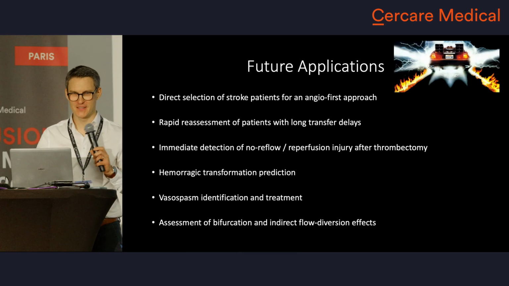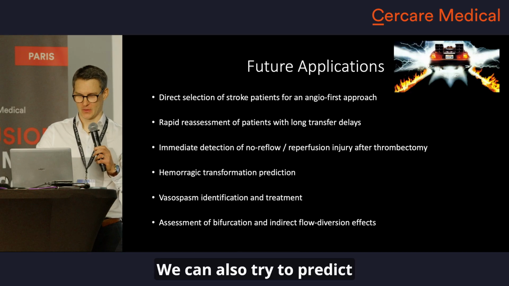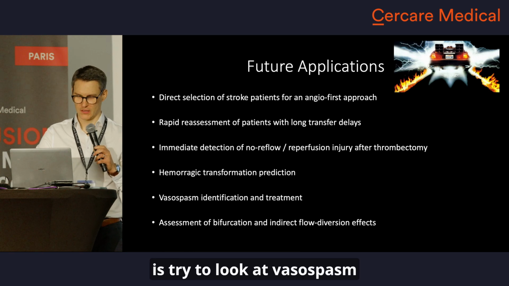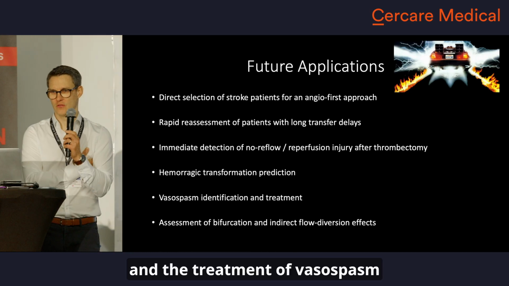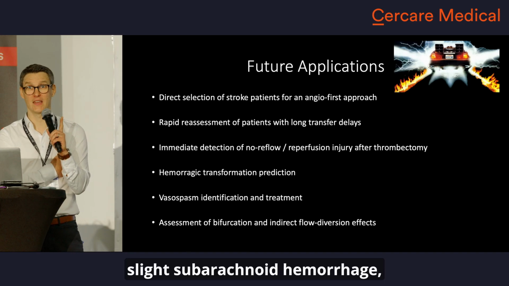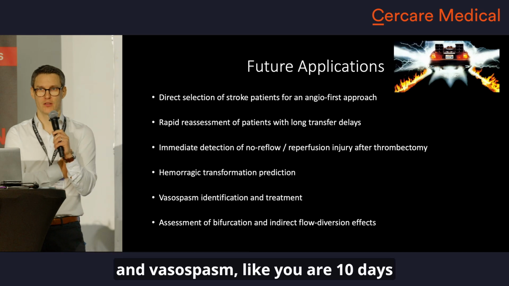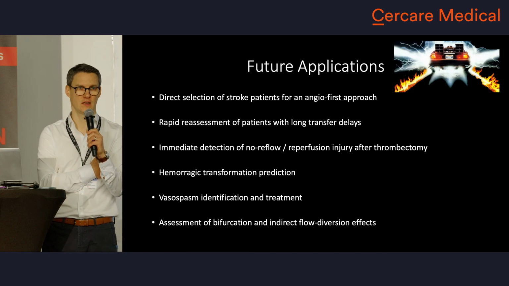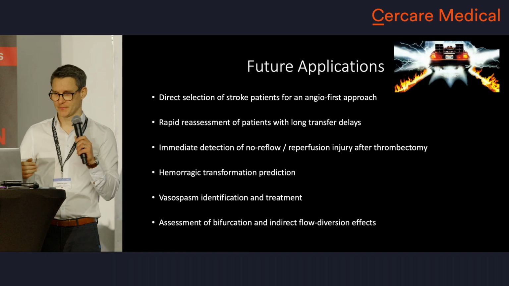The reperfusion injuries, it's much more over parameters. We can also try to predict hemorrhagic transformation. Two interesting things we try to do actually is to look at vasospasm and the treatment of vasospasm and help for decision making, because when you got a slight subarachnoid hemorrhage and vasospasm, like you're 10 days after a subarachnoid hemorrhage, you don't see hemorrhage anymore on the scan. You got a vasospasm, sylvian vasospasm.